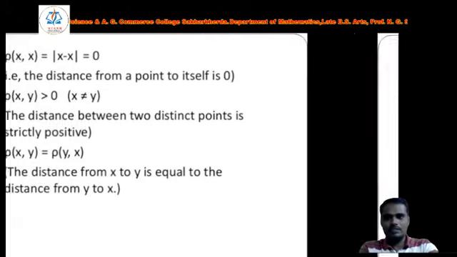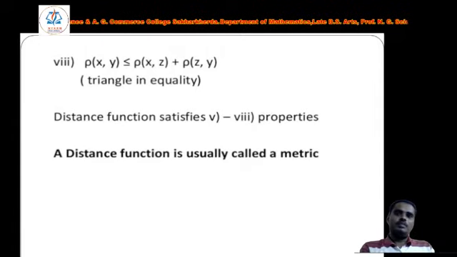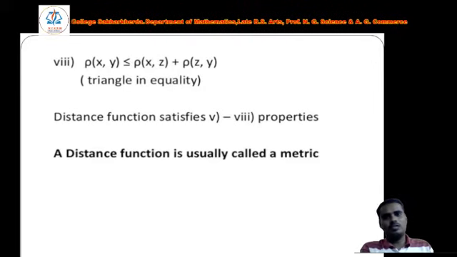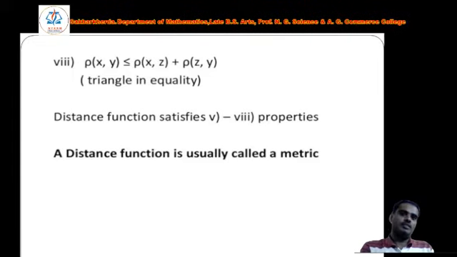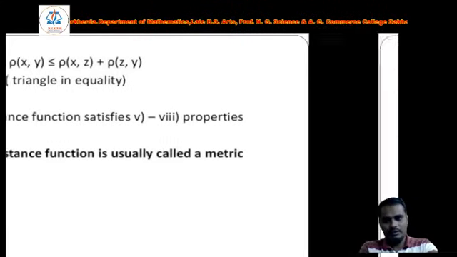This is obvious. Now the eighth property, that is distance of x comma y is less than or equal to distance of x to z and distance of z comma y, that is triangle inequality. Distance function satisfies properties 5 to 8. A distance function is usually called metric. If any other distance formula satisfies the properties 5 to 8, then it is called a metric.